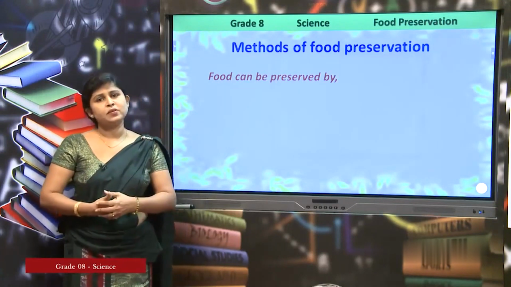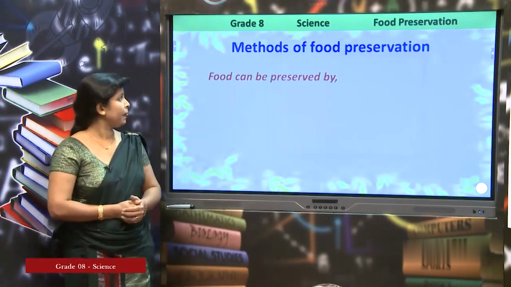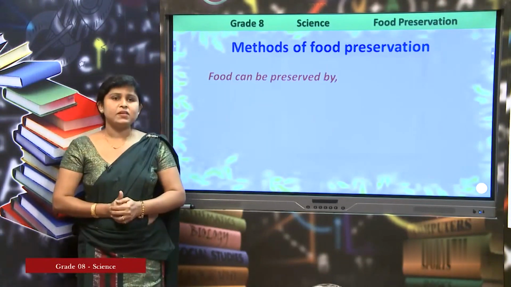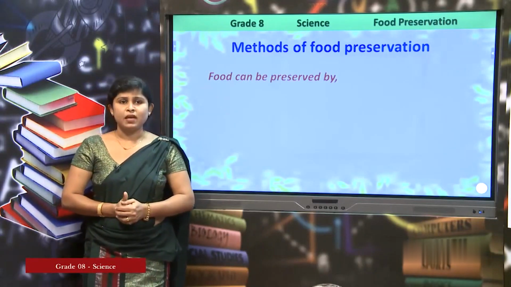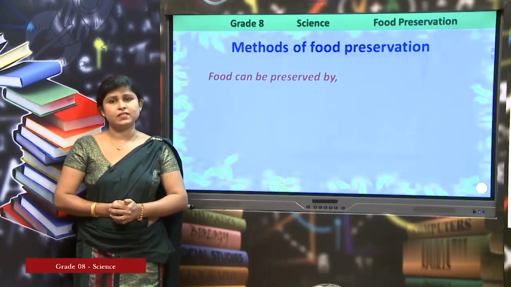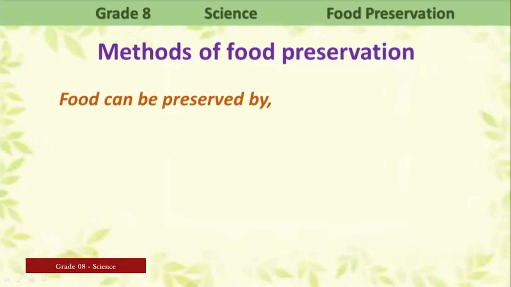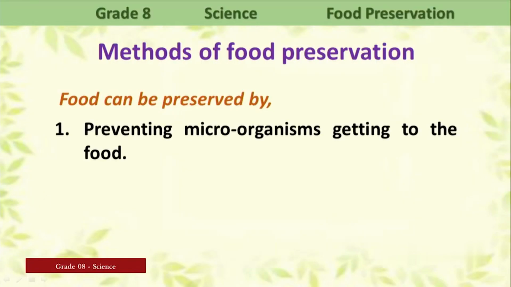Now I am going to talk about different methods of food preservation, right? In the past also people used different types of methods to preserve food. At present also we are using those types of food preservation methods with minor changes, right? Methods of food preservation: the food can be preserved by preventing microorganisms getting to the food.